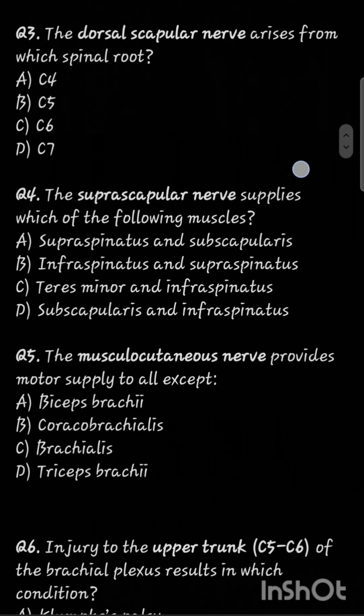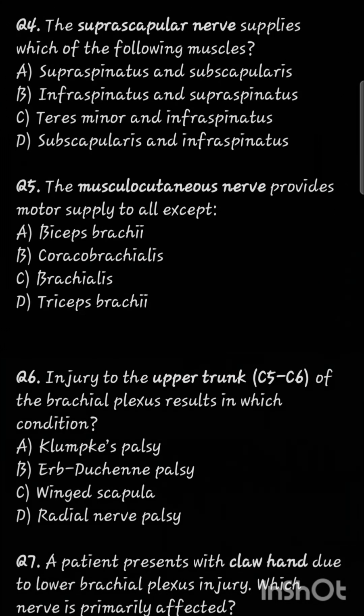Coming to the fourth question. The suprascapular nerve supplies which of the following muscles? Option A, supraspinatus and subscapularis. Supraspinatus is supplied by the suprascapular nerve, whereas subscapularis is supplied by the subscapular nerve. Coming to infraspinatus and supraspinatus, yes, both are supplied by the suprascapular nerve. So the option is B. Whereas teres minor is supplied by the axillary nerve.